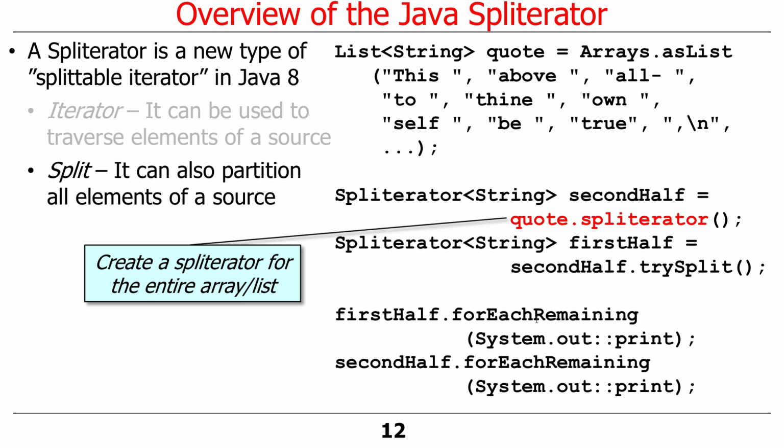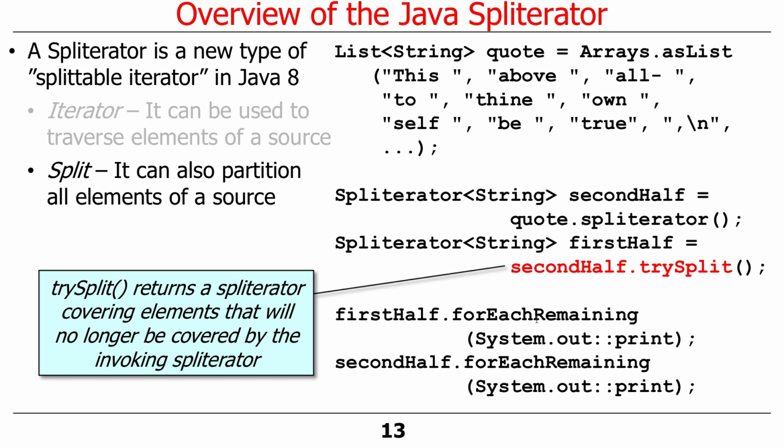So in this example, we're going to start by making a splitterator that's initially for the whole list of strings. This splitterator will give us a splitterator for the whole thing. And then we're going to take this splitterator, the second half splitterator, and call the trySplit method on it. What trySplit does is very interesting, and it's actually kind of funny when you read the documentation, which I've essentially excerpted here.